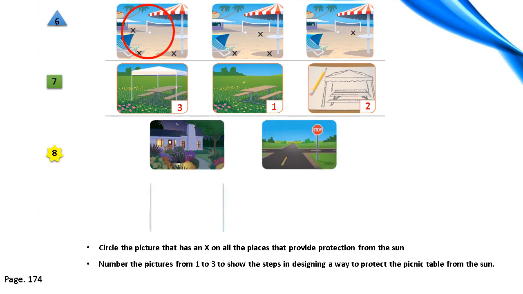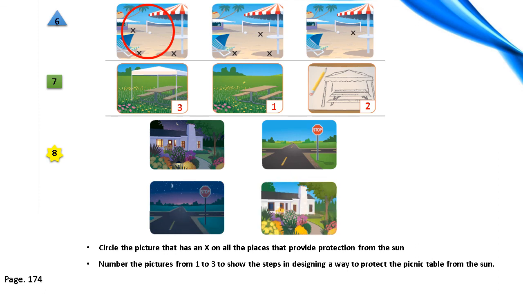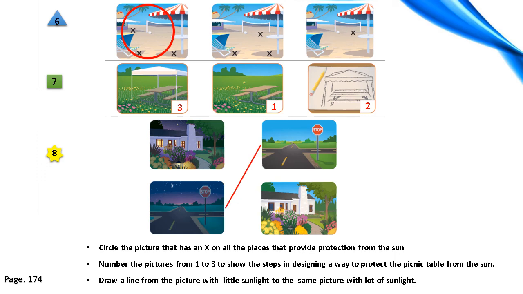And finally, for question number 8, we have 4 pictures. And here we are asked to draw a line from the picture with little sunlight to the same picture with a lot of sunlight. So let's draw a line from the top left picture to the bottom right picture. And then, very good, let's draw a line from the bottom left picture to the top right picture. Great job, everybody!